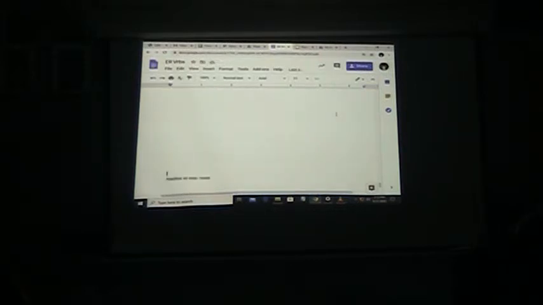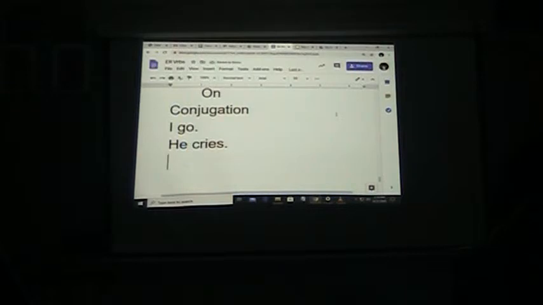In French, as with any language, you have this thing called conjugation. We did this in English all the time. For example, you don't say I goes, you say I go. You don't say he cry, you say he cries. Everybody with me on this? When somebody says it wrong, it doesn't sound right in our language. You agree with that?